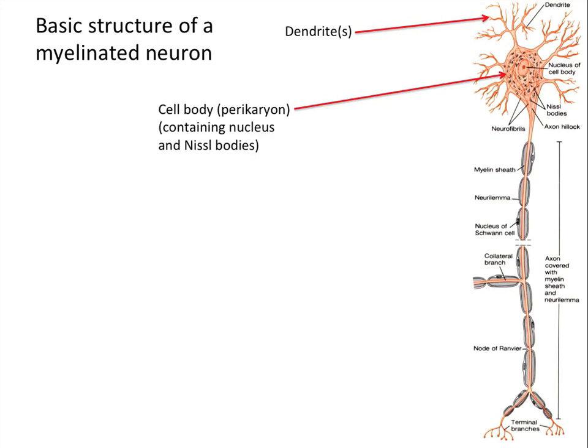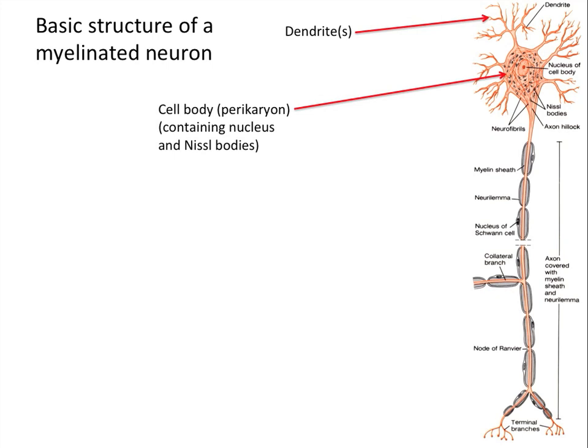Now, if we look at the cell body here, it's also known as the perikaryon, and that's going to be containing a lot of different things. It's going to be containing the nucleus, and the nucleus is important for housing the genetic information, so the information that the neuron needs to actually run all the processes of the neuron. And of course, this is where the DNA is housed.